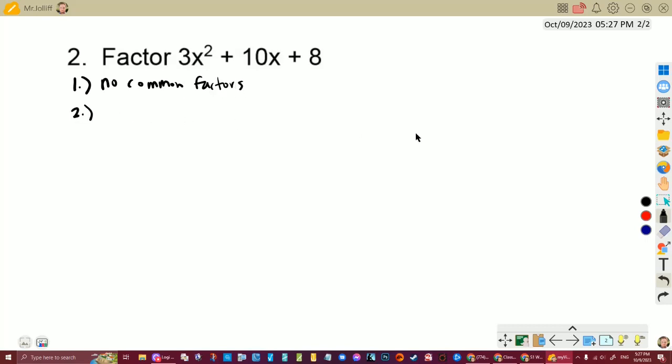Step 2, we look for A, B, and C. A is 3, B is 10, C is 8. A times C, 3 times 8 is going to be 24. And B is 10. So we're looking for a pair of numbers that multiply to 24 and add to 10.